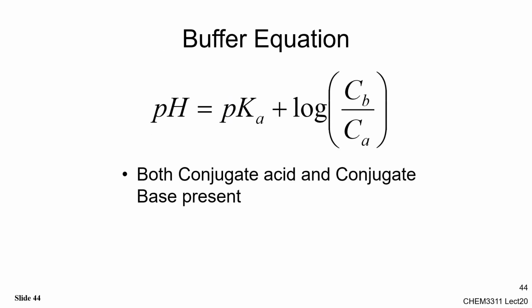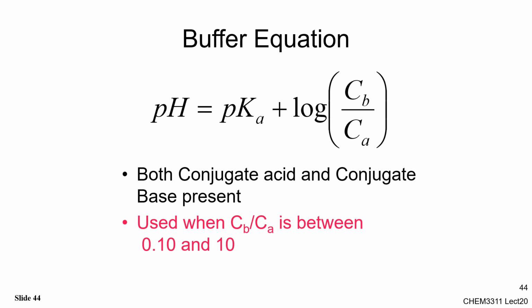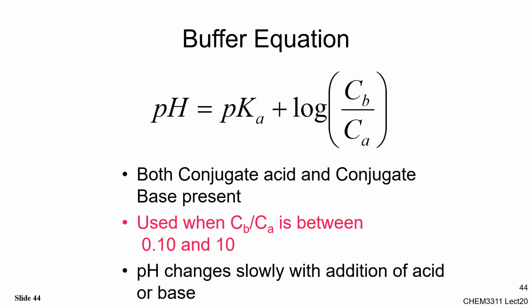Now, rules for using the buffer equation. In order for X to be small in this solution, we have to have a relative concentration of Cb to Ca that's between 0.1 and 10. If it's outside of that range, which is one pH unit on either side of the pKa, then it's not going to be a buffer. In that range, between a tenth and 10, we'll get a slow change in the pH of the solution with the addition of acid or base.